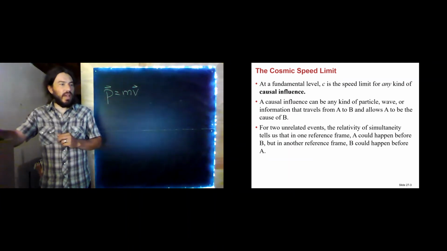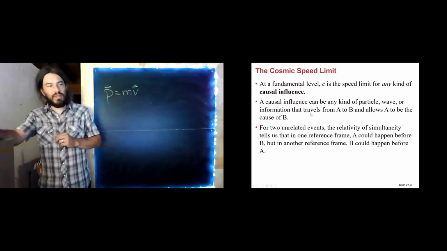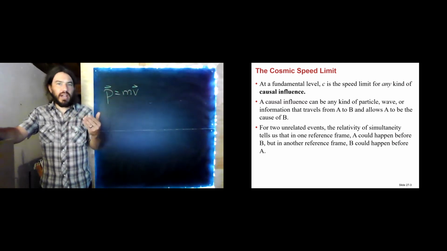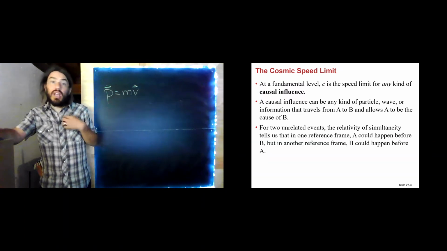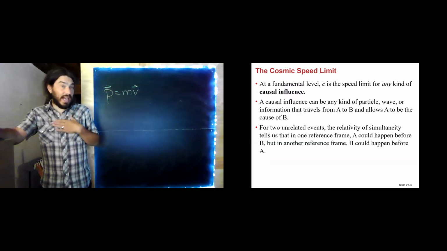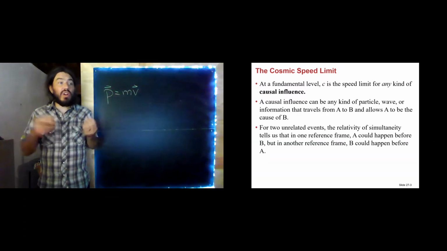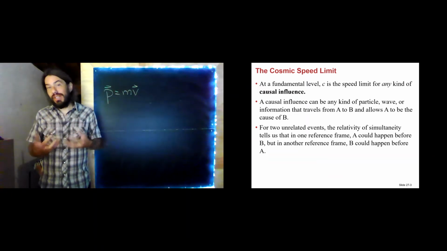So this second bullet point here says, a causal influence can be any type of a particle, wave, or information that travels from A to B and allows A to be the cause of B. In other words, if I said, hi there, and you said, hello, then me saying hi and you saying hello back, those are two events which are causally related.